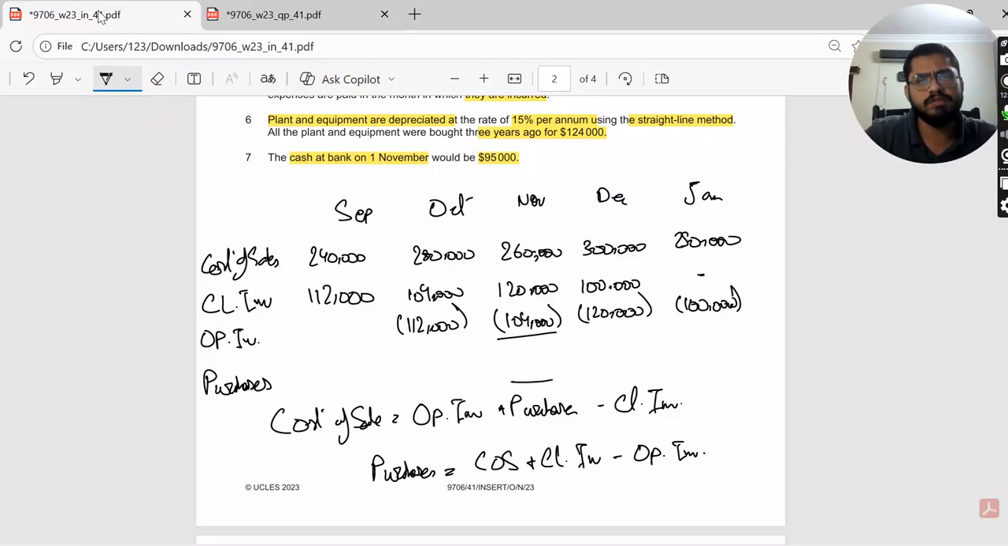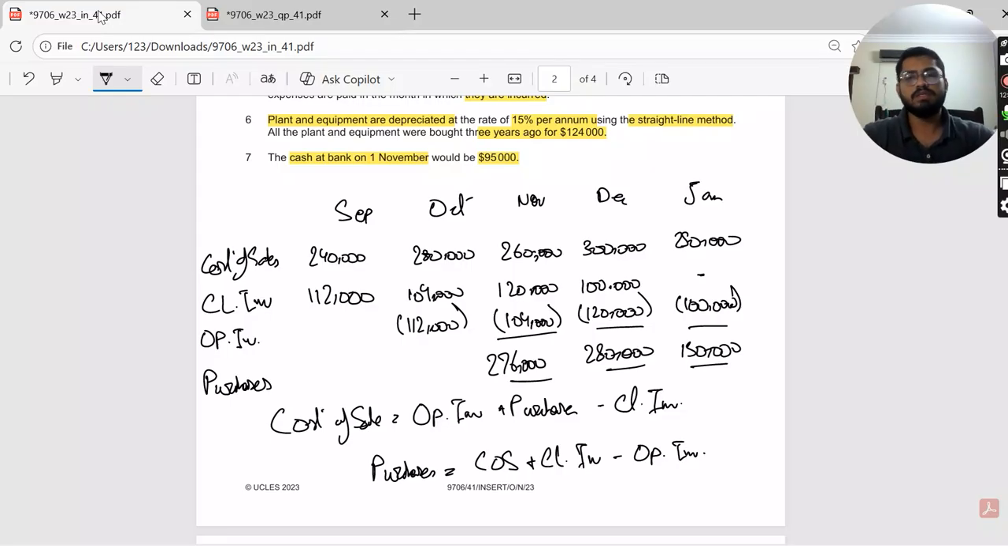So we only need the purchases for the months of November, December and January. So let's just calculate that. 260 plus 120 minus 104, so this comes up to 276,000. Then we have 300 plus 100 minus 120, so we have 280,000. 250 minus 100, so we have 150,000. So these are the purchases for each month.